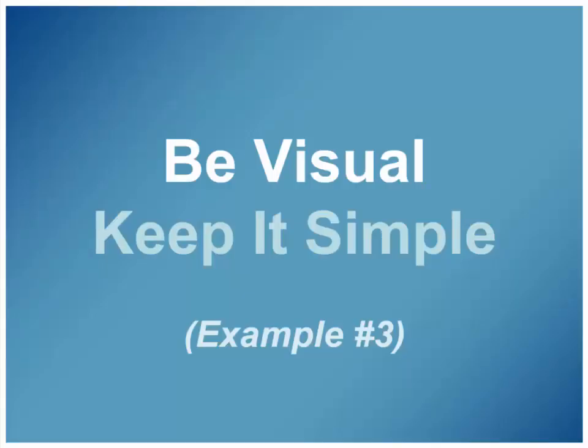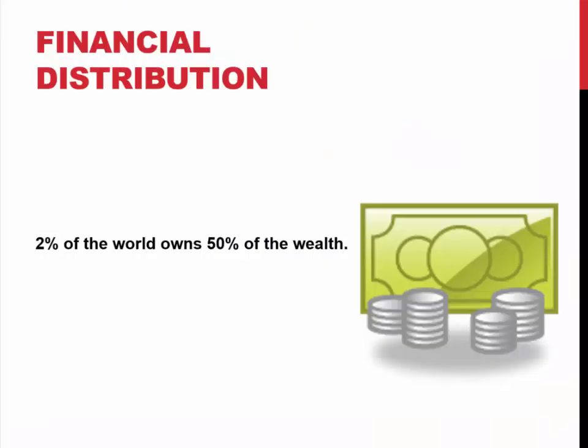Example number 3, be visual, keep it simple. So here's a slide that's very simple, right? It's talking about financial distribution. It's got one point: 2% of the world owns 50% of the wealth, which is an interesting fact that creates discussion. Is that good? Is that bad? Can we change anything about it? Whatever. It doesn't have a bullet. It's got a piece of clip art there with dollars and coins.